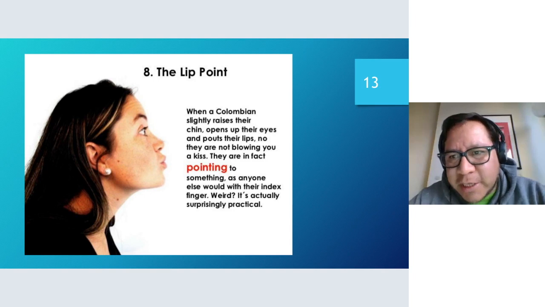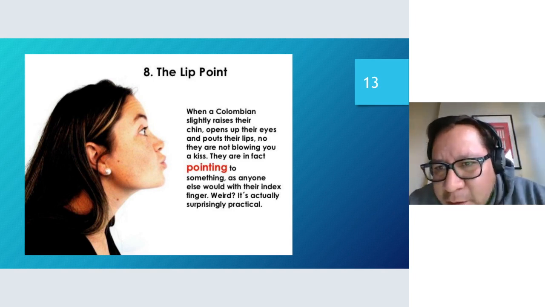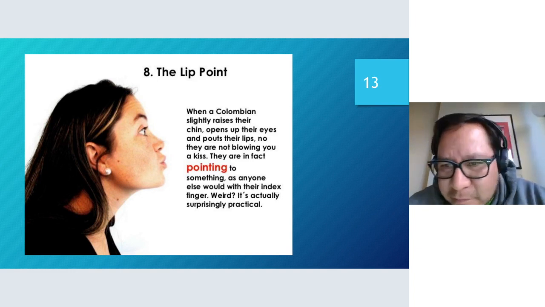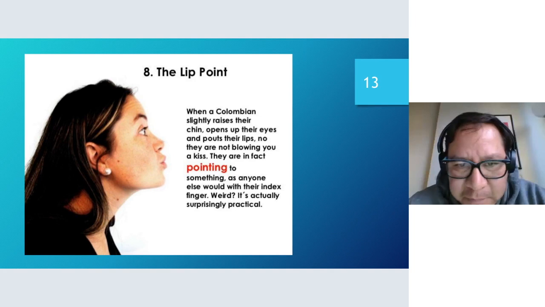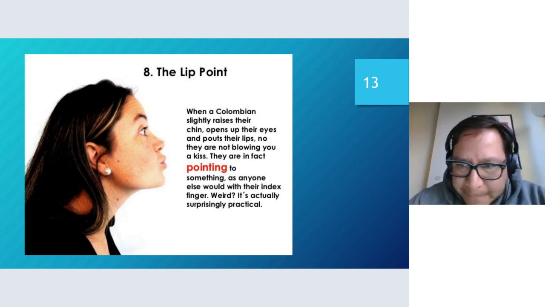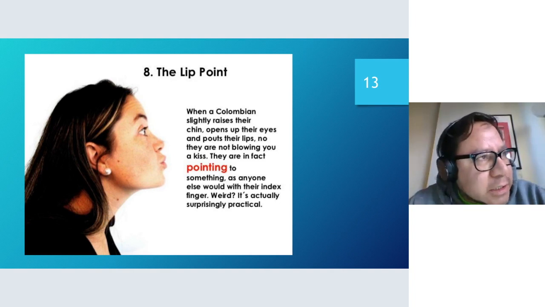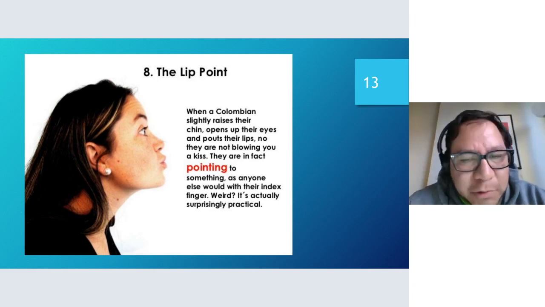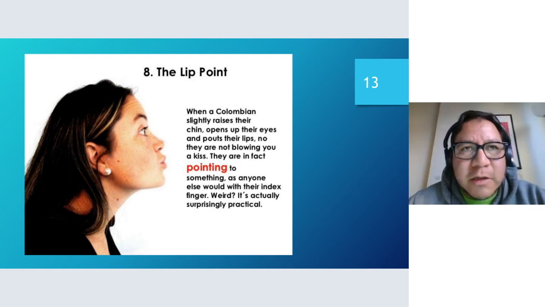And obviously, the people on the right in the chat, none of them actually got it from the chat box. Now everybody knows. Now when you see a Colombian blowing kisses, it doesn't mean that they're disagreeing or discussing a topic or trying to give you a kiss. It just means that they're pointing where it is.